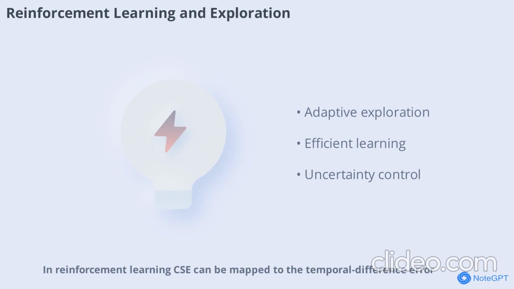Reinforcement learning: CSE can be mapped to the temporal difference error, while CEC sets the local exploration temperature or learning rate. This enables agents to increase exploration where uncertainty is high and reduce plasticity in well-learned regions, leading to safer and more sample-efficient learning. Adaptive CSE-CEC control is especially valuable in non-stationary or complex environments.